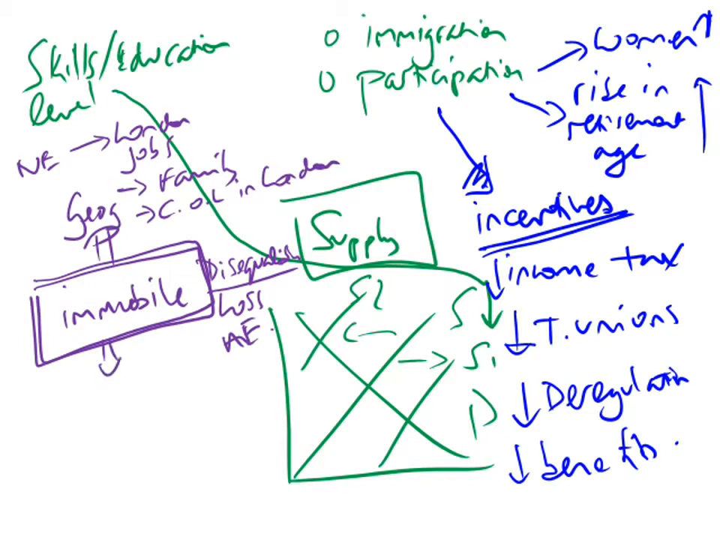In terms of occupational immobility, this tends to be linked to structural unemployment or technological unemployment, so people losing their jobs because they've lost skills and they're not able to take another job in another sector because they're just lacking the skills.